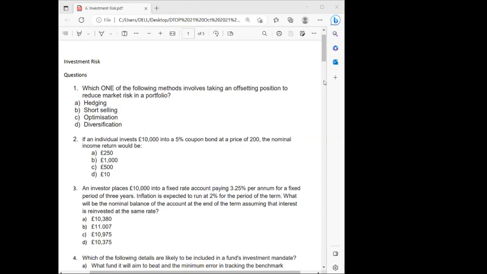If an individual invests £10,000 into a 5% coupon bond at a price of 200, the nominal income return would be 250, 510. So you need to first understand the question here. Invest 10,000 into a 5% coupon bond at a price of 200.